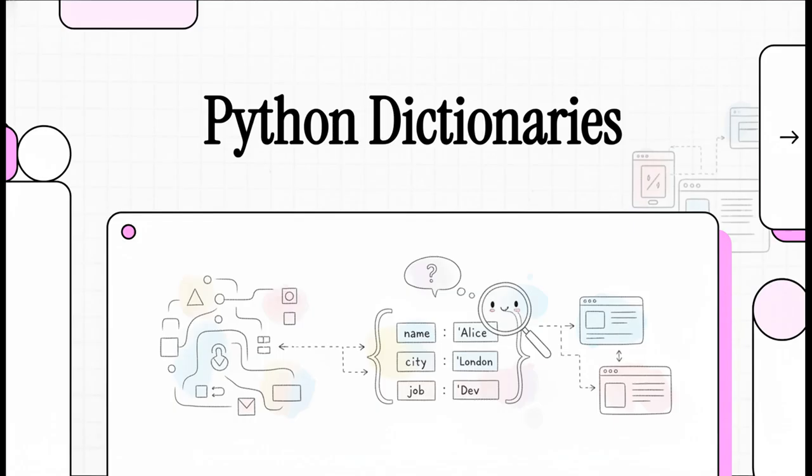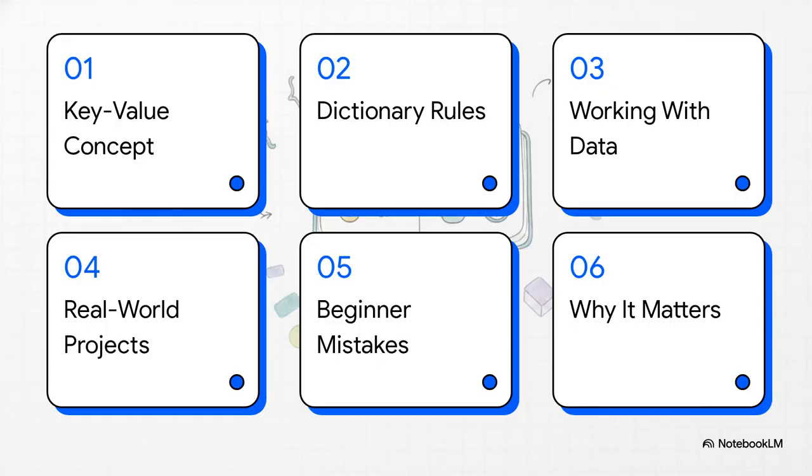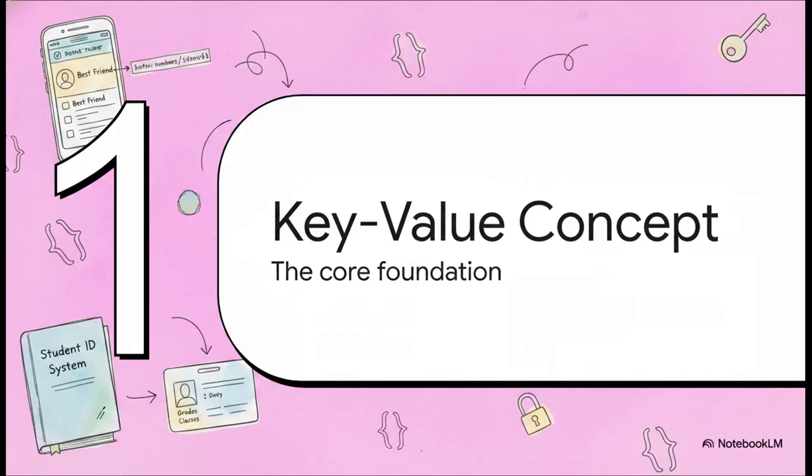By the time we're done, you'll see how mapping a simple key to a specific value is literally the secret sauce behind how almost every modern app organizes its data. Okay, so let's briefly look at our roadmap. First, we'll cover the key-value concept, then the rules of the dictionary. After that, working with your data, building real-world projects, avoiding common mistakes, and finally, why Python dictionaries matter. Let's jump right in. Section 1.